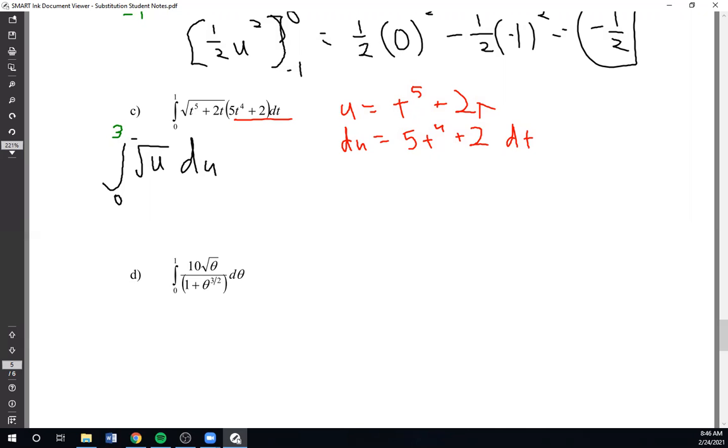Two root 3 should be the final answer, by the way, when you simplify it. All right.